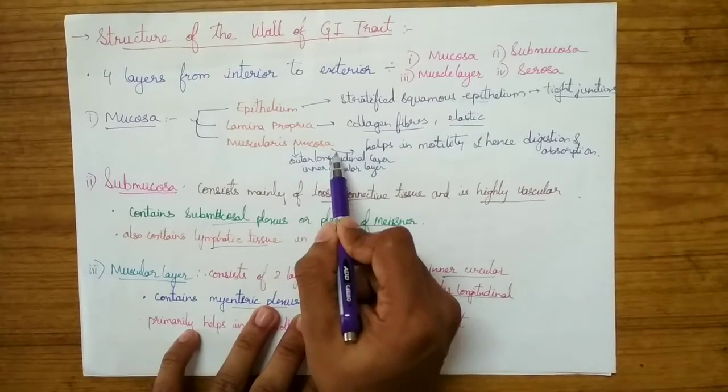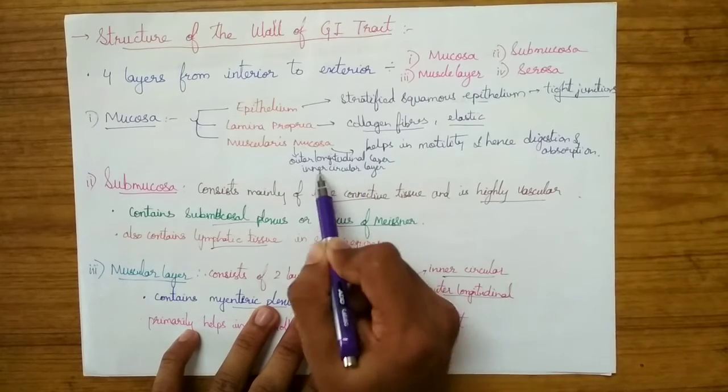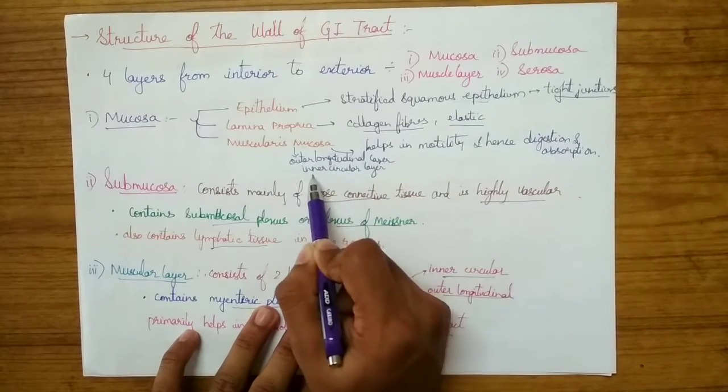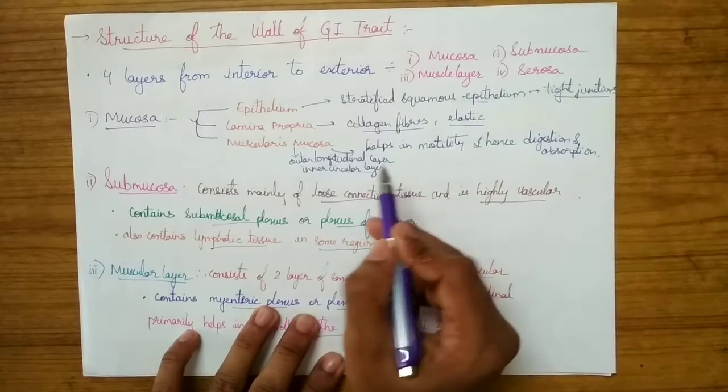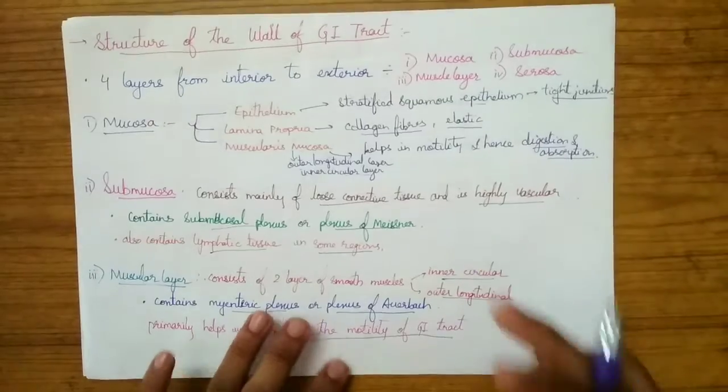The next one is muscularis mucosa. It contains an outer longitudinal layer of muscle fibers and an inner circular layer of muscle fibers. This mainly helps in motility and hence in the digestion and absorption process.